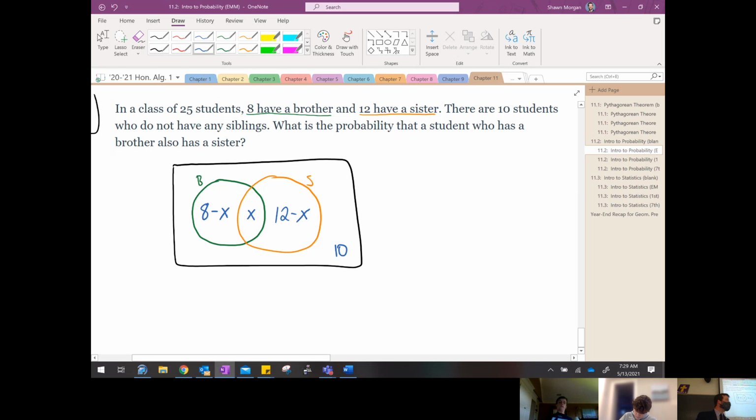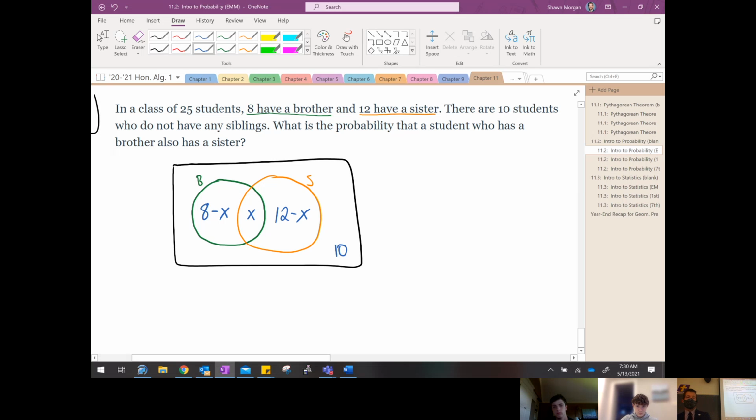Right? So that idea of X being the intersection, the overlap region, if it doesn't tell me how many are in there, let me use my unknown to stand for that. And then what did we say? 1, 2, 3, 4. What did we say? All 4 of these sections add up to equal 25.